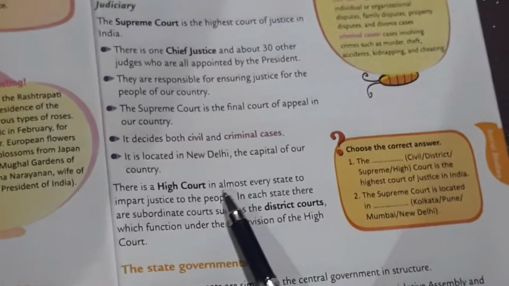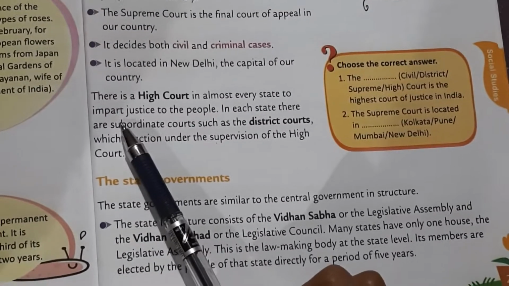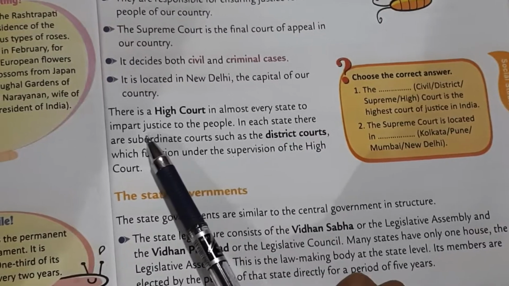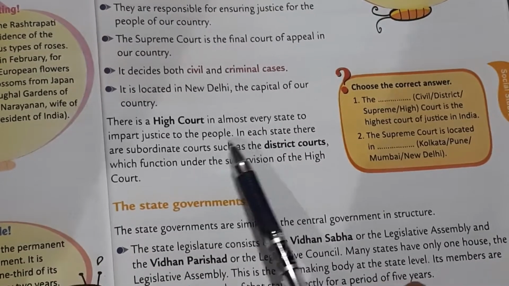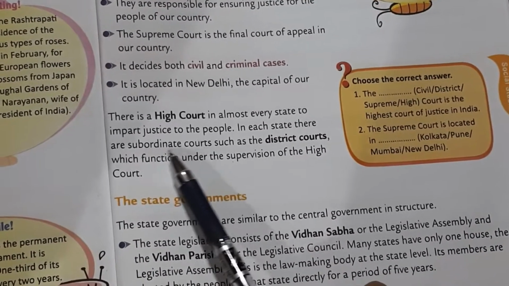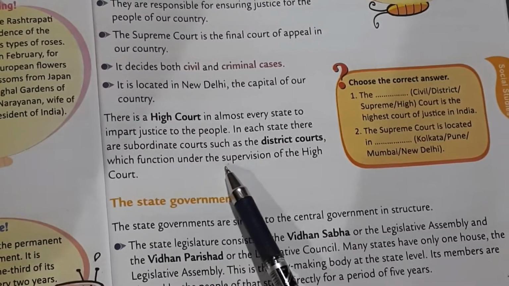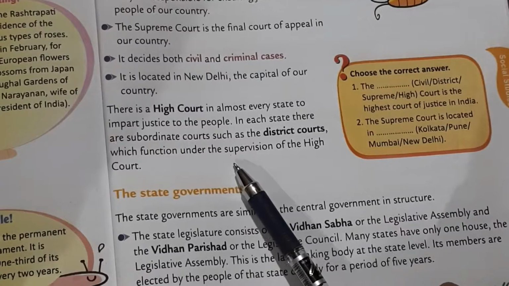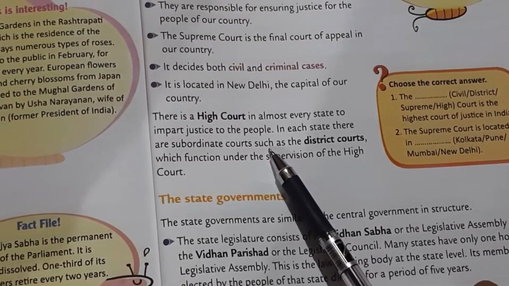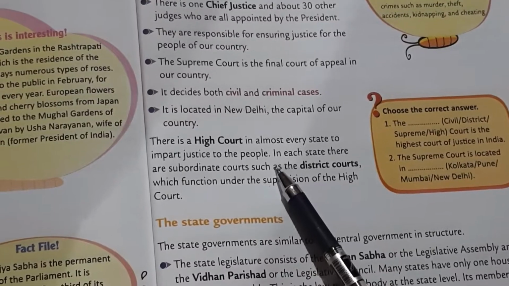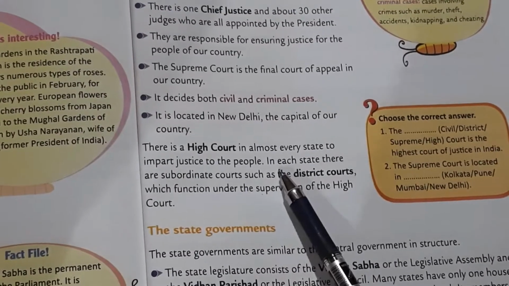There is a high court in almost every state to impart justice to the people. In each state, there are subordinate courts such as the district courts, which function under the supervision of the high court. Yes, almost every state has a high court, and the high courts give justice to the people by solving problems.